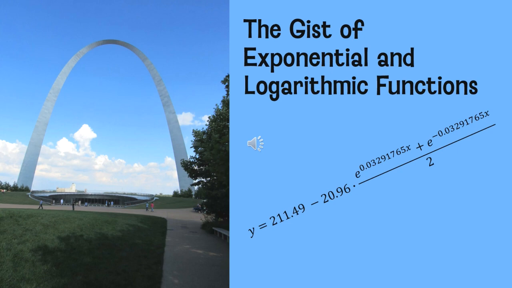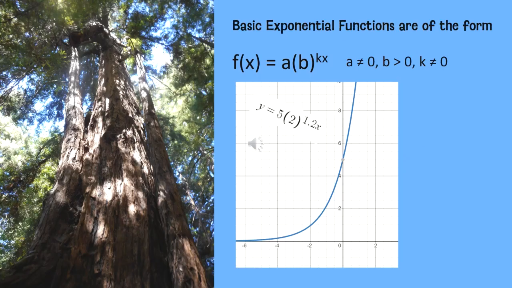The inverses of exponential functions have been given the name logarithmic functions. So in this section, we will be studying exponential functions and their inverses, logarithmic functions. Basic exponential functions are of the form a times b to the kx. A is the leading coefficient of the function, b is the base, and k times x is serving as the exponent. K is the coefficient of the variable.